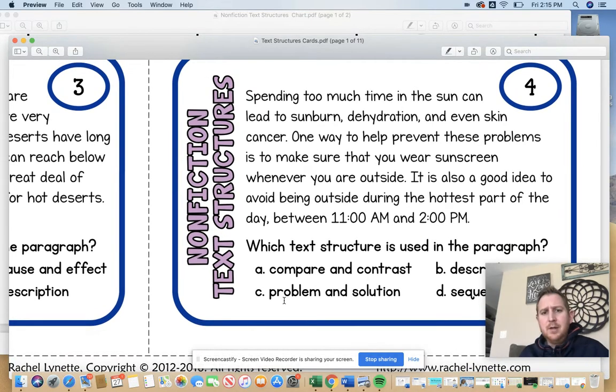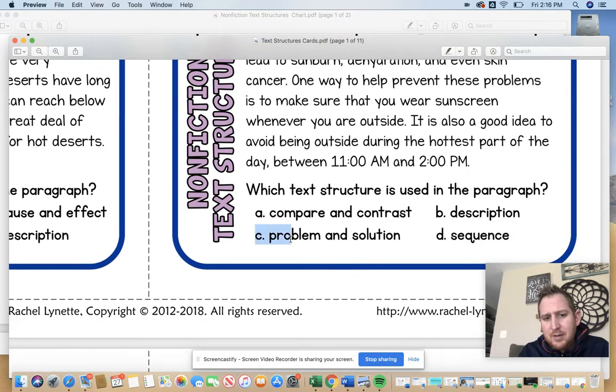Next, spending too much time in the sun can lead to sunburn, dehydration, and even skin cancer. One way to help prevent these problems is to make sure that you wear sunscreen whenever you are outside. It's also a good idea to avoid being outside during the hottest part of the day between 11 a.m. and 2 p.m. So it looks like here we have a problem. Spending too much time in the sun can lead to sunburn, dehydration, and even skin cancer. And we have a solution, one way to help prevent. So our correct answer here is problem and solution.